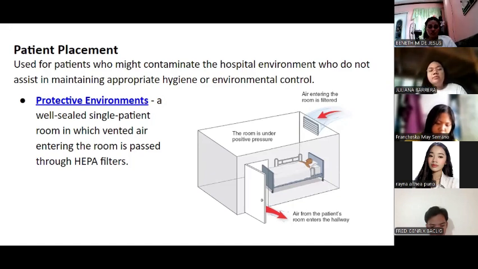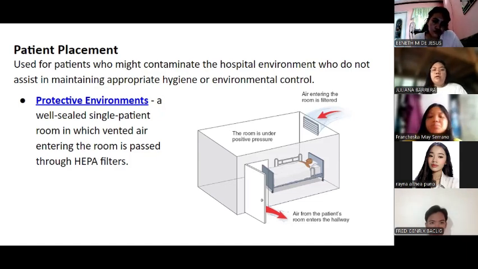So yung air from the corridor should pass through the HEPA filters first before pumasok sa room, and then yung air from the room can pass through the corridors naman. So parang baliktad lang sila ng AIIR. So yeah, to reiterate ulit, protective isolation environments or protective environments are rooms under positive pressure and vented air that enters these rooms passes through HEPA filters. So next na.